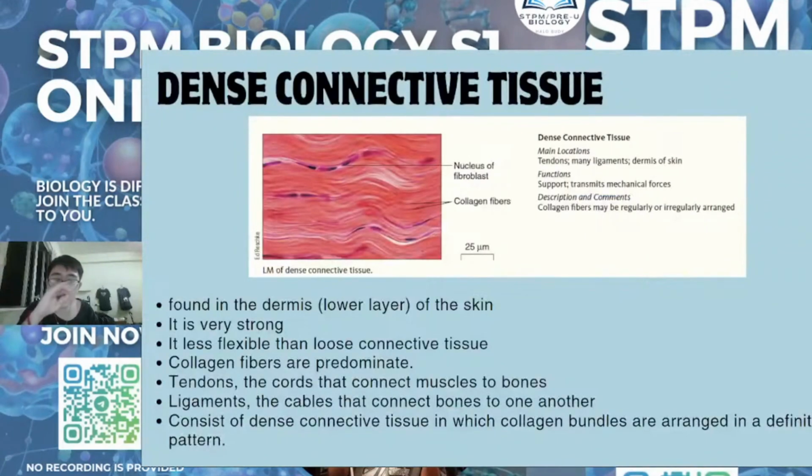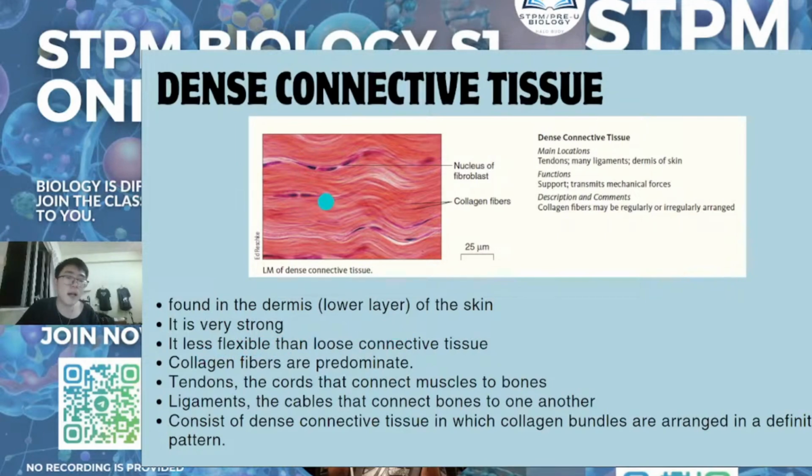Okay, next we continue to dense connective tissue. There are three main locations: tendon, ligament, and also the dermis of the skin. You can find it in the dermis, the lower layer of the skin. Normally, this tissue is very strong, and it is less flexible than loose connective tissue.